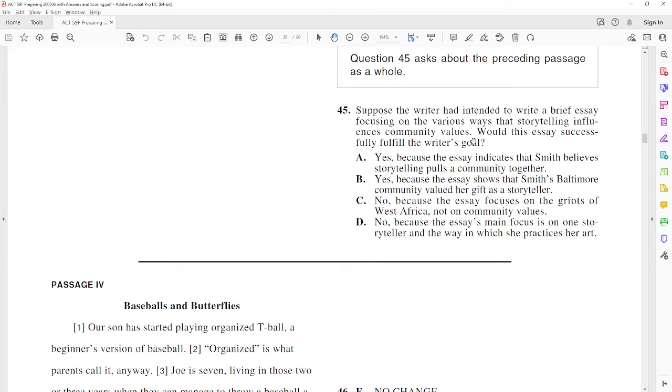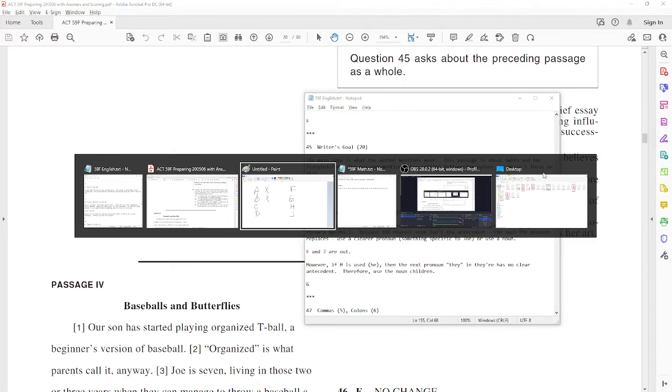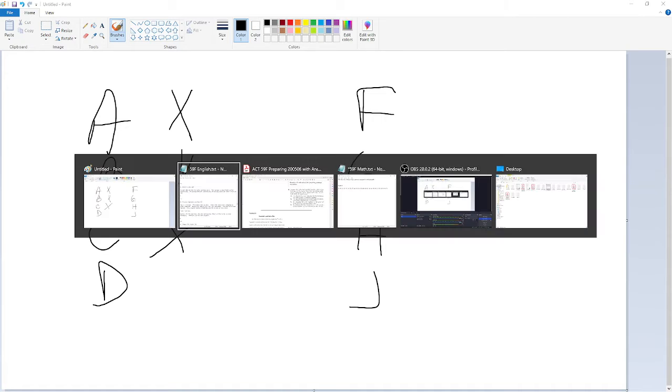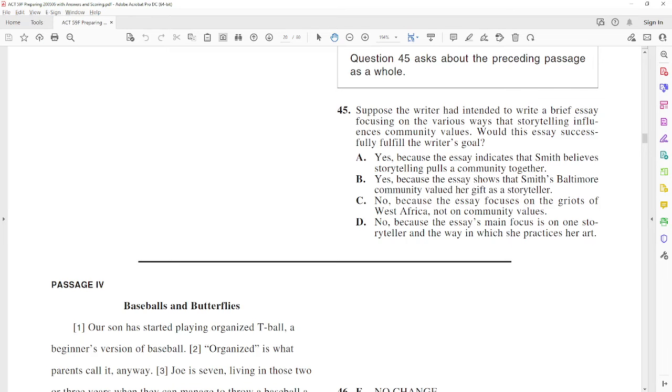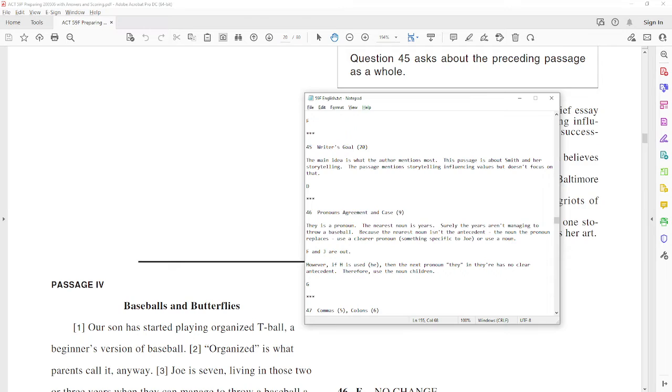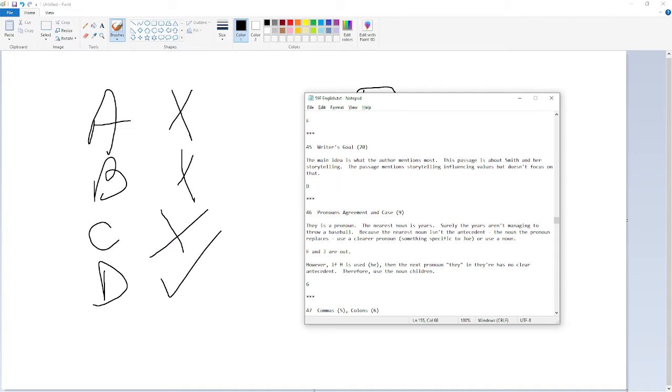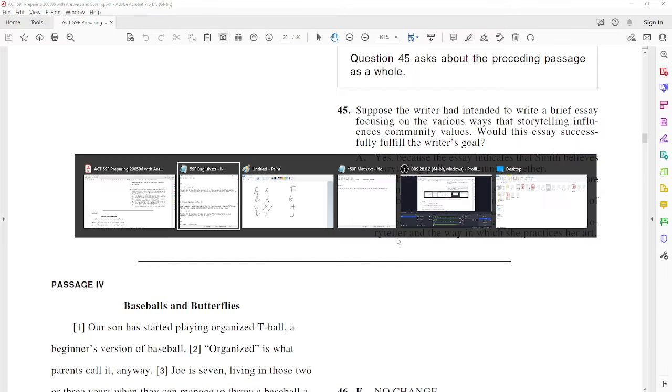Okay. C, no, because the essay focuses on the griots of West Africa, not on community values. No, it doesn't. It focuses on one specific griot. So the scope is wrong, and it's not even in West Africa. It's in America. D, no, because the essay's main focus is on one storyteller and the way in which she practices her art. Yes, it's about Mary Carter Smith and all about her being a griot. So D is correct for number 45.